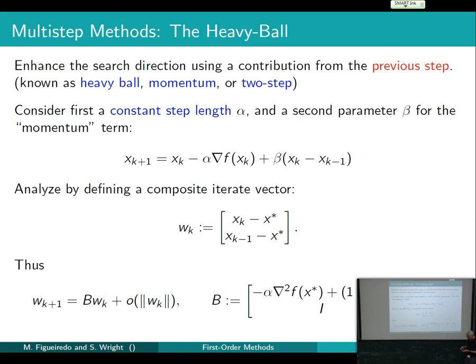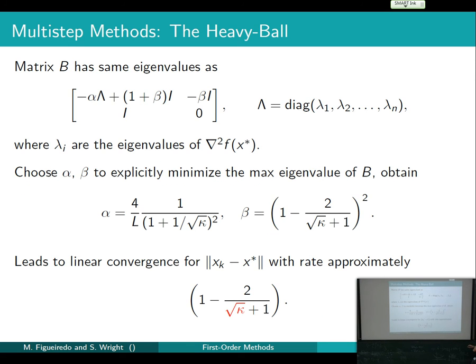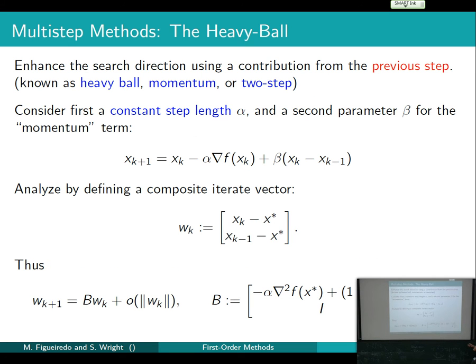So, very simple idea. Heavy ball, because it's like a heavy ball, it tends to keep rolling in the same direction, but we tweak it a little bit in the direction of the latest gradient. So, okay, the trick is, how do you choose these parameters alpha and beta?